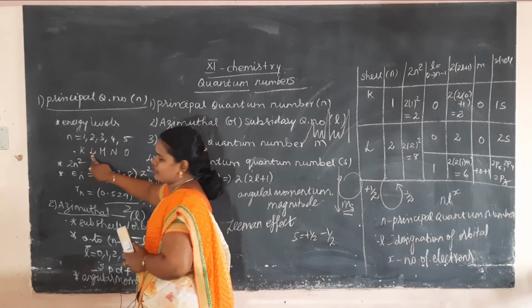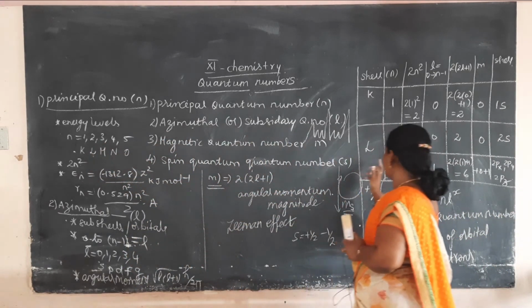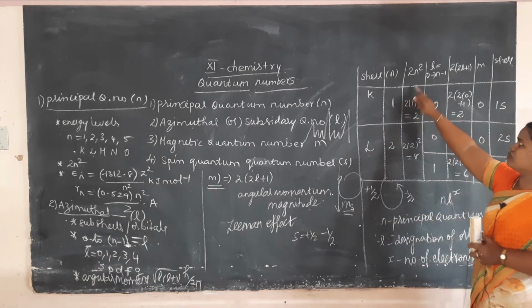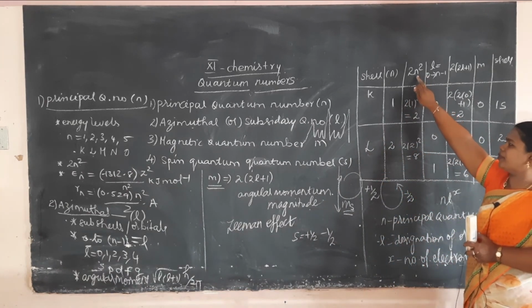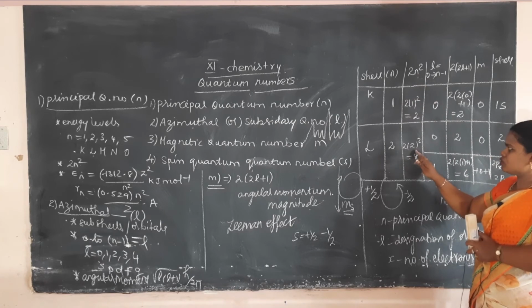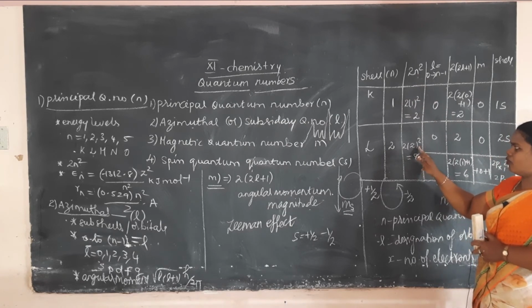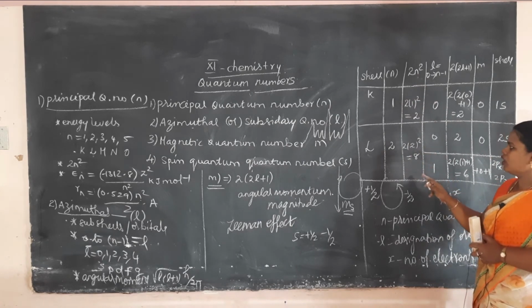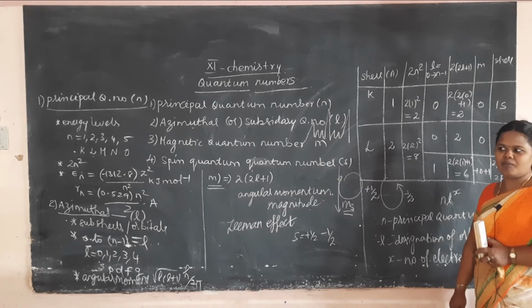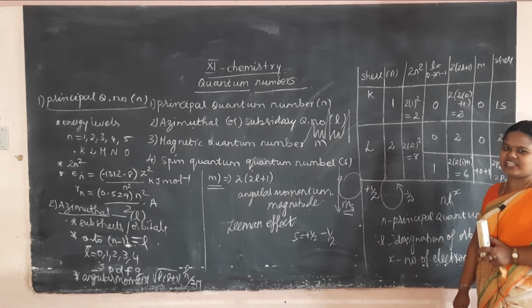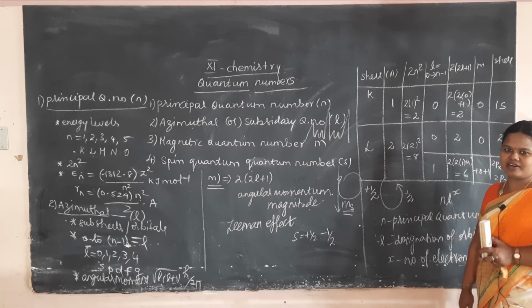Then next, when n is equal to 2, I already told that when n is equal to 2 it is the L shell. When you substitute in the 2n squared formula, what do you get if you put 2 in place of n? 2 into 2 squared, it will be 2 into 4, 4 into 2, 8. So the number of electrons that can be accommodated in this shell is 8. So how many electrons can the L shell hold? 8.